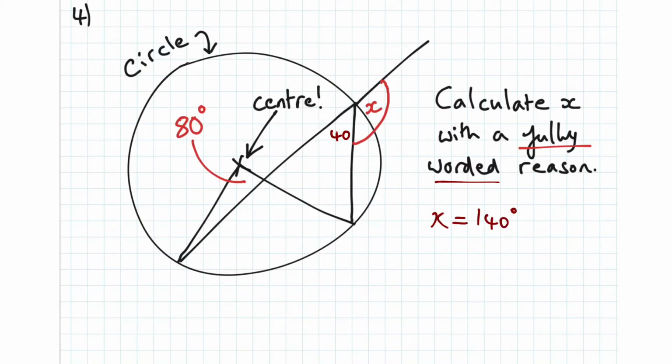Listen to the second part of the reason. Angles on a straight line add up to 180 degrees. So if I was going to write the whole reason down all in one go, I could write the angle at the centre is double the angle at the circumference, and angles on a straight line add up to 180 degrees. That's the end of that question.